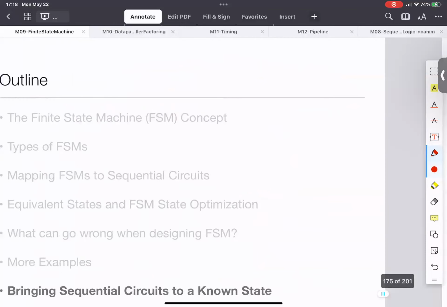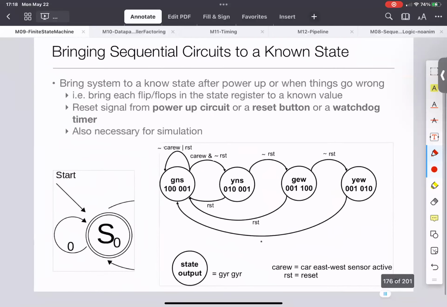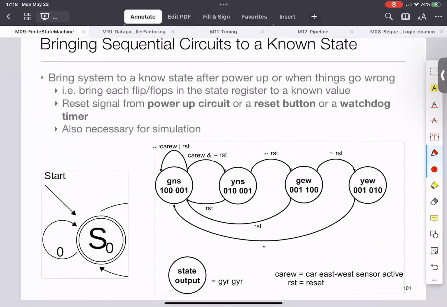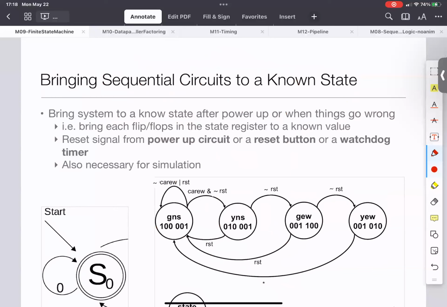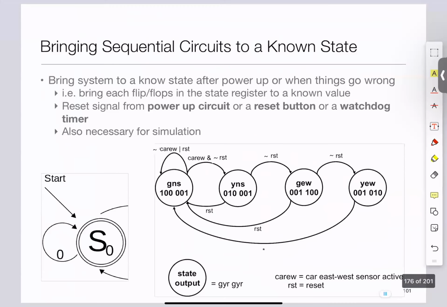Okay, so the final thing on this FSM story. Oftentimes, we need to bring a sequential circuit to a known state because we are resetting it. We saw this in our traffic controller example, where the idea was that if reset comes, we immediately go to the state where the north-south direction was green.